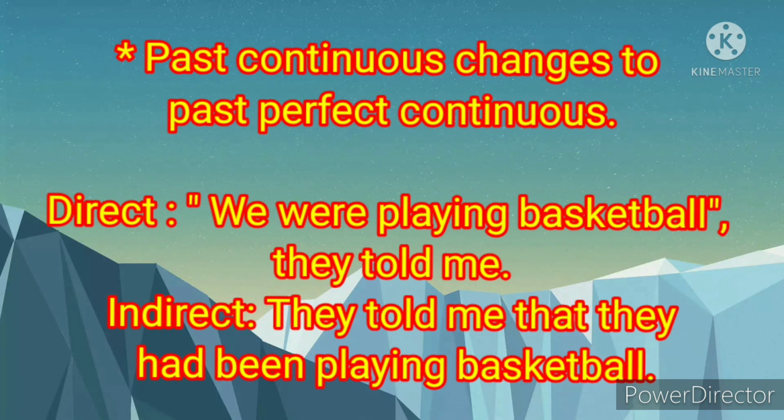In the same way, past continuous changes to past perfect continuous. Look at the direct speech sentence. We were playing basketball, they told me. Here the reported verb were playing is past continuous and this changes to past perfect continuous. Look at the indirect speech sentence. They told me that they had been playing basketball. Here had been playing is past perfect continuous tense. Okay, past continuous changes to past perfect continuous.